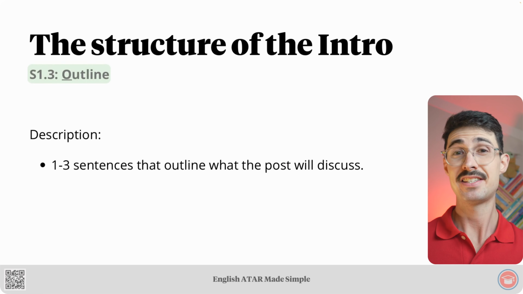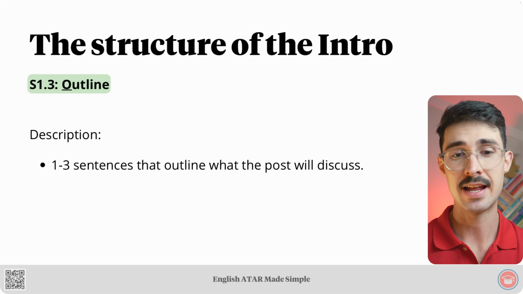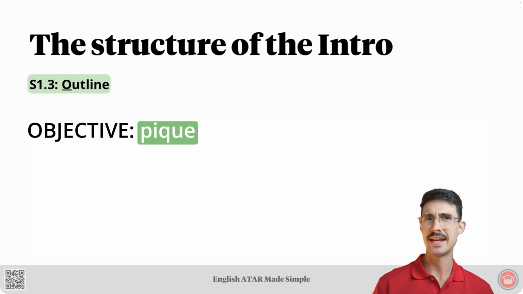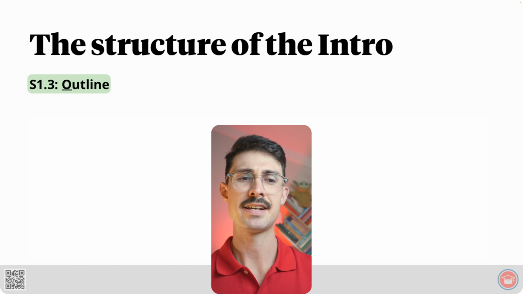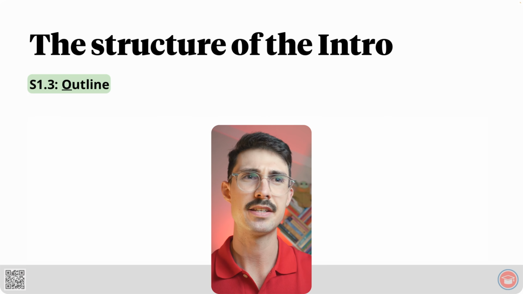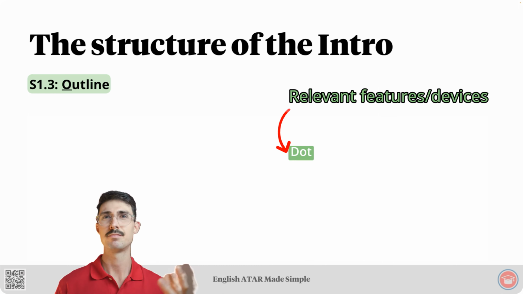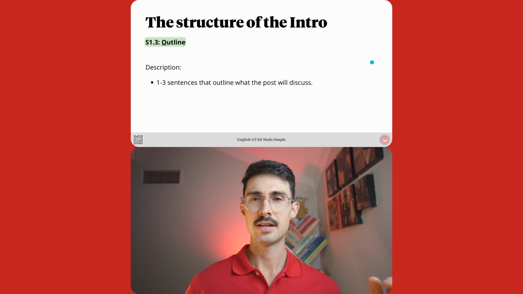This is simply 1 to 3 sentences that outline what the post will discuss. The objective here is really just to pique the reader's curiosity. And as far as features or devices that I recommend you use in this subsection, really it's either dot points or numbered lists. That is the structure of the intro.